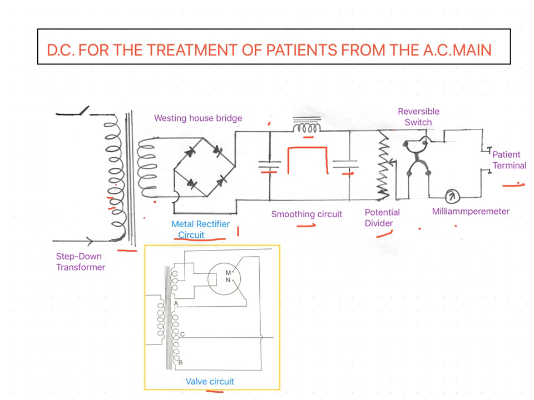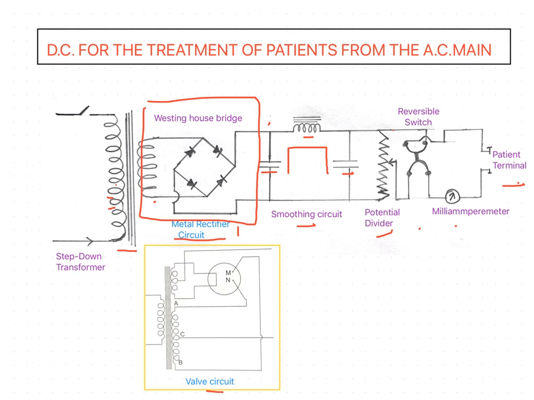Okay, so another type which can be used is the valve circuit. The entire sequence is the same for the second method also. We are using a valve circuit instead of this Westinghouse bridge. So we just remove this Westinghouse bridge part and include this valve circuit.